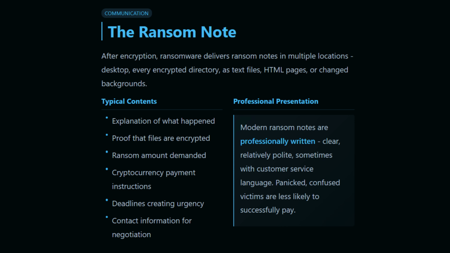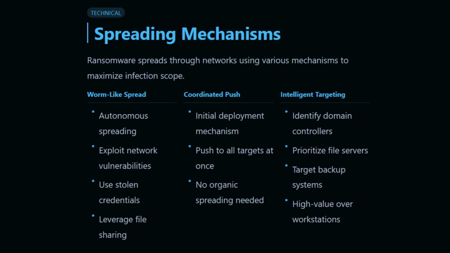Panicked, confused victims are less likely to successfully pay ransoms. Ransomware spreads through networks using various mechanisms to maximize infection scope. Some variants include worm-like capabilities that spread autonomously to other systems. They exploit network vulnerabilities, use stolen credentials to authenticate to additional systems, or leverage file sharing to infect mapped drives. Others rely on the initial deployment mechanism to push to all targeted systems simultaneously, rather than spreading organically after initial infection.